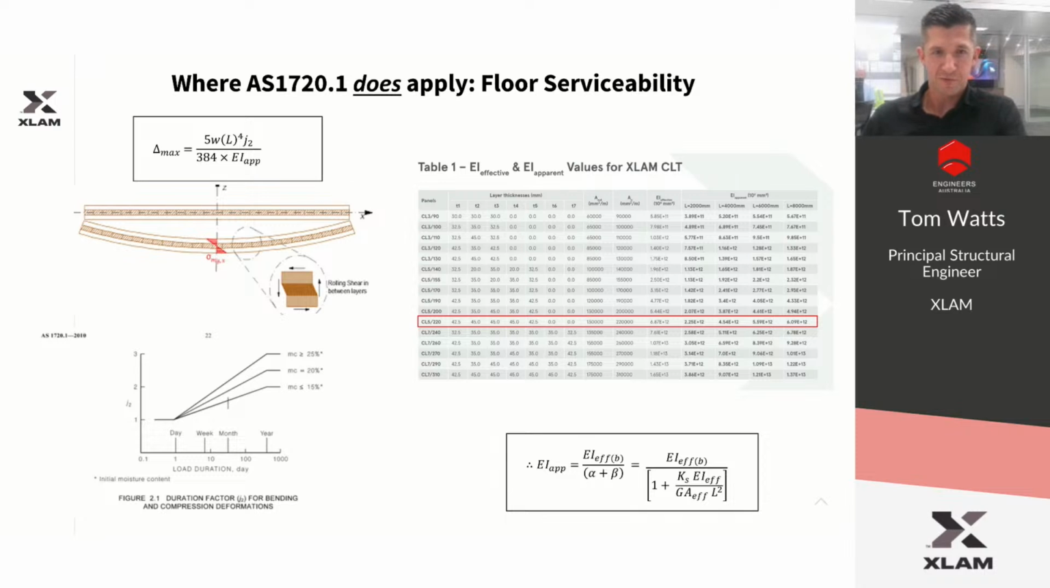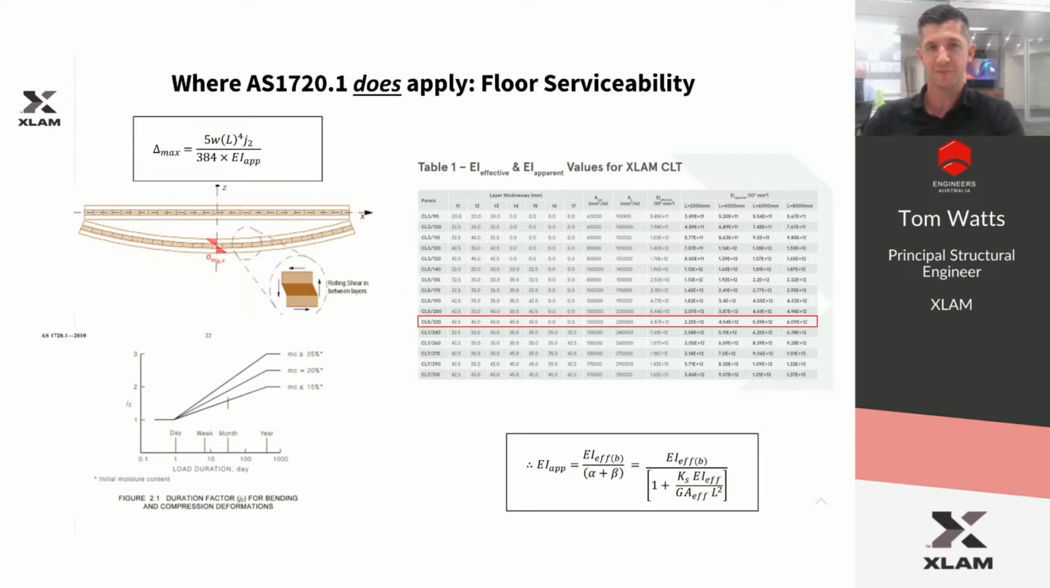So just another example where 1720 does apply is in floor serviceability. This is a deflection calculation for a simply supported panel. In this case, we're looking at the apparent stiffness. As I mentioned before, the effective stiffness is for strength, and the apparent stiffness is what you're looking at for deflections. There's a published table setting out all the apparent values of stiffness. A key point to note, which is a little bit unique for the design of CLT, is that the apparent stiffness value varies with span. So you've got to calculate the correct apparent stiffness for the span, and then that feeds into your deflections.